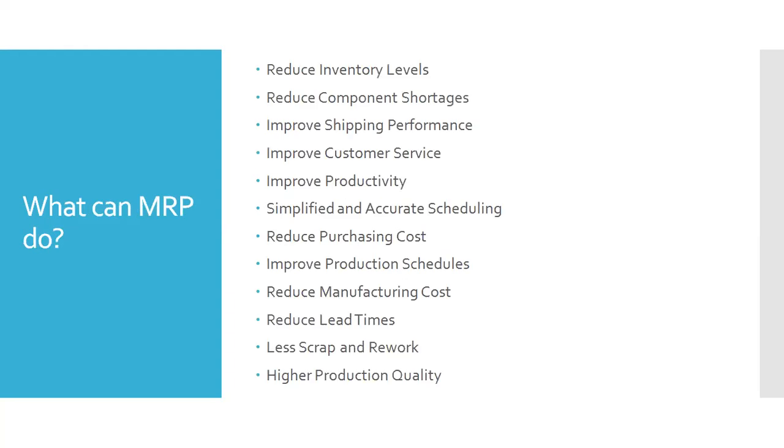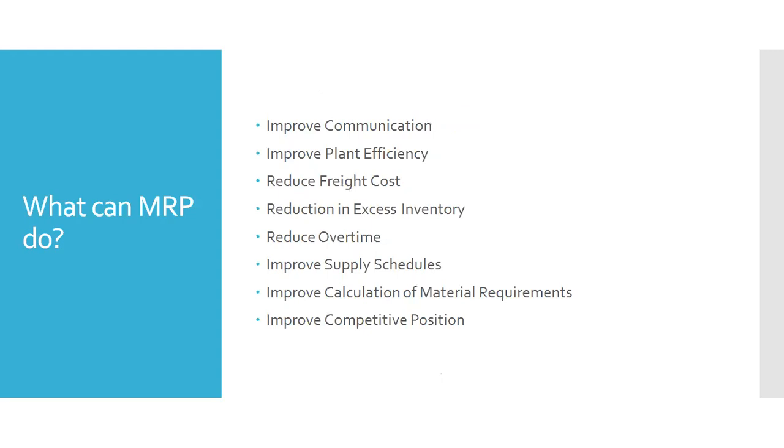What can MRP do? It will reduce the inventory levels. It will reduce component shortages. It can improve the shipping performance. It can improve customer service. It will improve the productivity. It will simplify and make scheduling accurate. It will reduce the purchasing cost, improve the production schedules, reduce manufacturing costs, reduce lead times, less scrap and rework, and higher production quality. It can improve the communication.